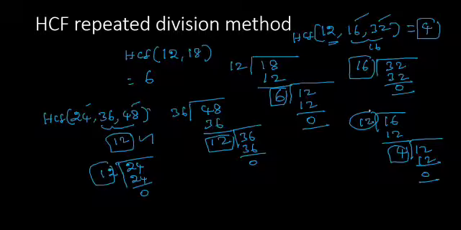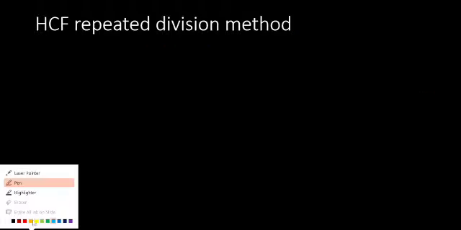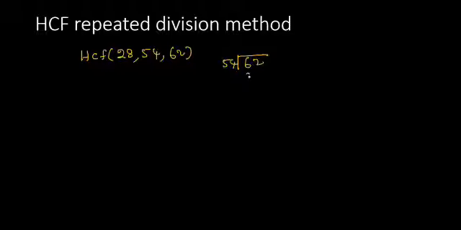Now, let us take some other values related to this. Now, we want to find the HCF of 28, 54 and 62. Now, see here, the two biggest numbers are 62 and 54. So, we will divide this 62 by 54. Now, it goes one time and we will be left with 8.